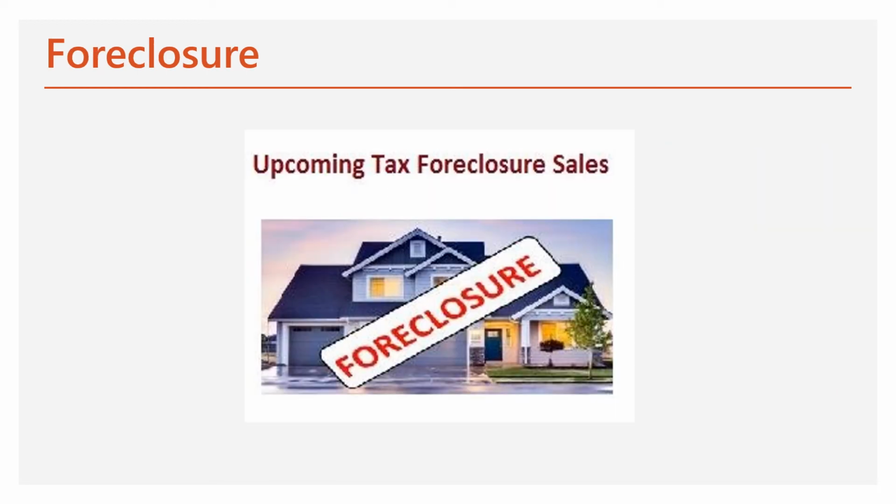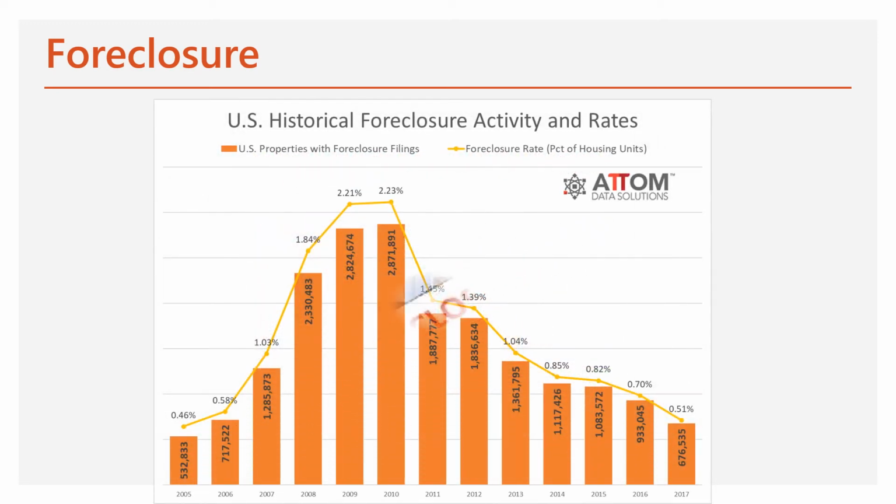Foreclosure is what happens when a homeowner fails to pay the mortgage or the property taxes. Foreclosure is a legal process by which the owner forfeits all rights to the property. The chart shows that last year, 676,500 families lost their homes by foreclosure.